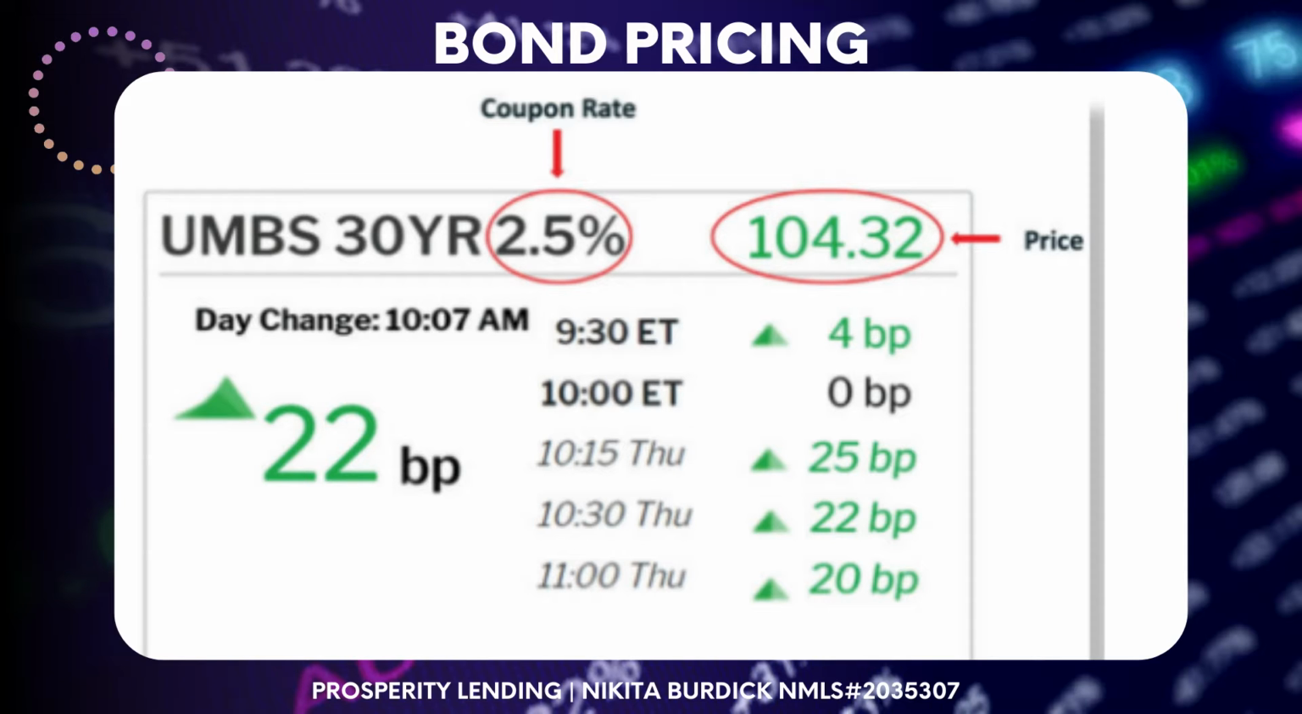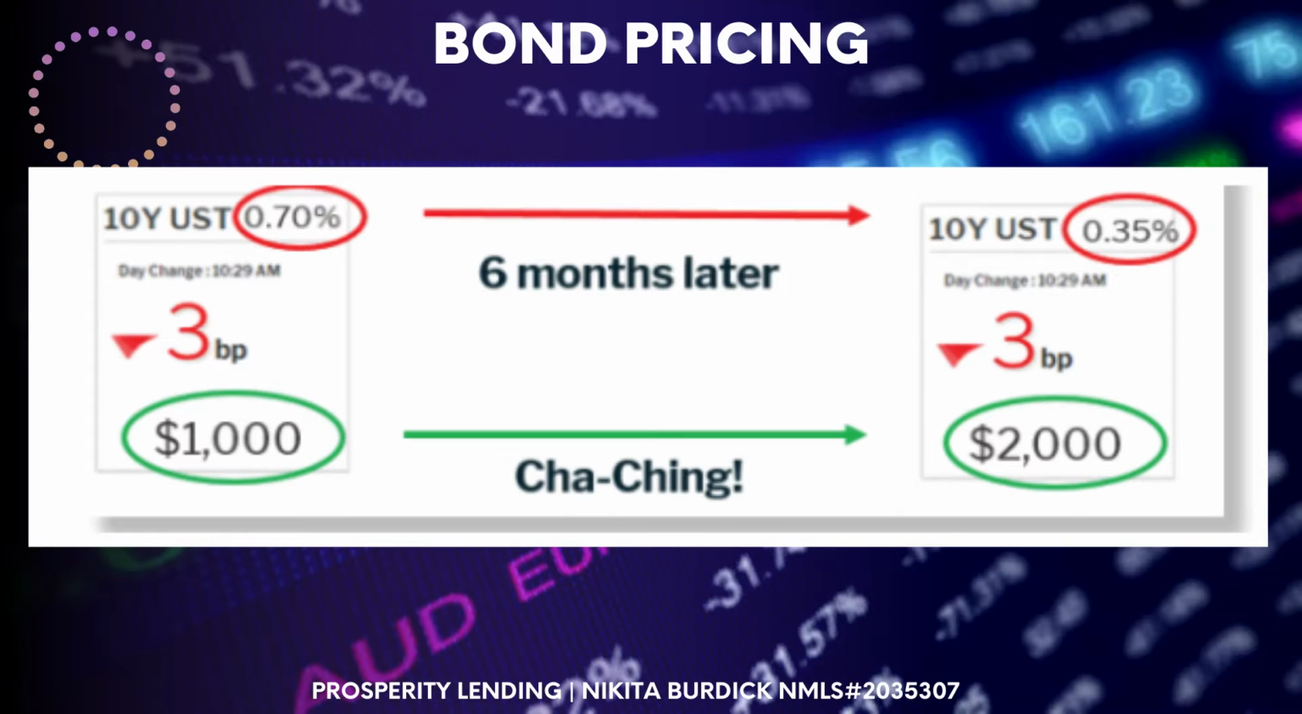Now, let's take a look at the 10-year treasury chart. If you look at this chart, this 10-year treasury is trading at 70 basis points and you invested $1,000 to get 70 basis points. So now I have a bond yielding me 70 basis points. How do I make money on this? Well, let's say 6 months later, the yield drops to 35 basis points. Then cha-ching, I made money. You can make capital appreciation by holding a yield that is higher than the market rate.